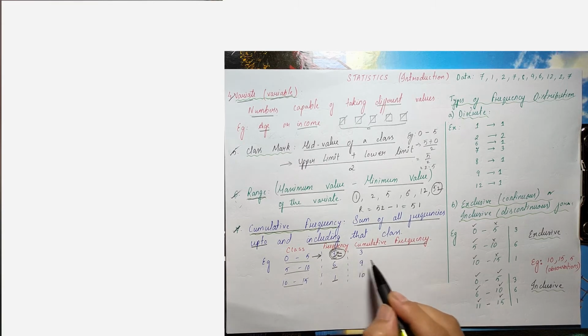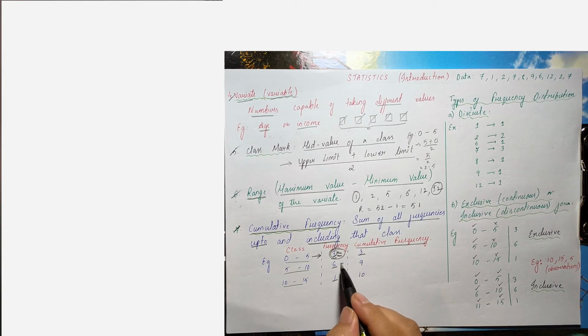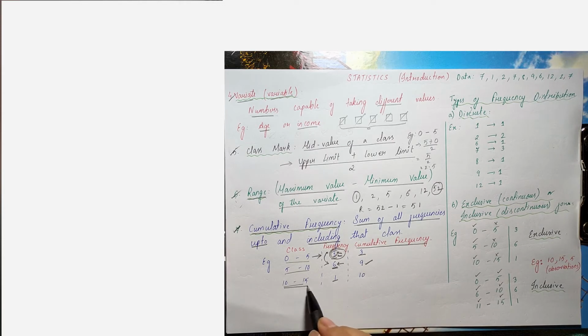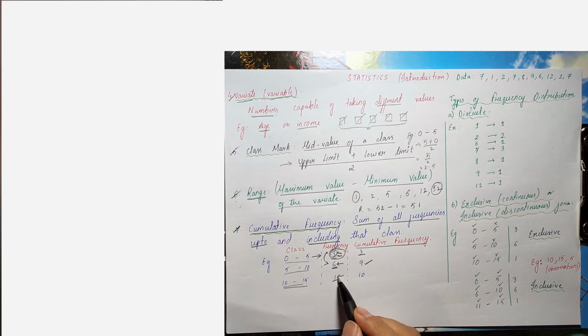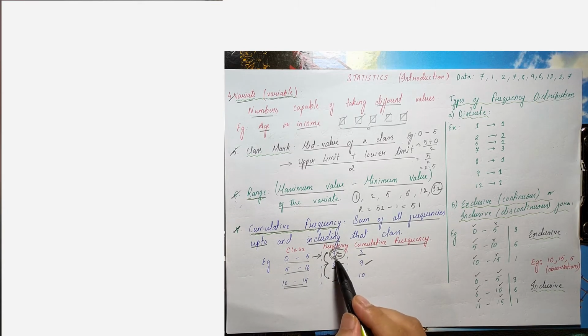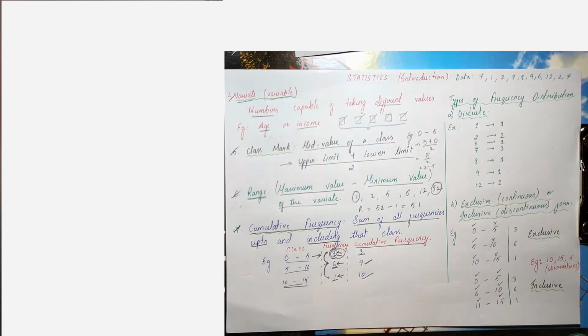So 3 plus nothing, that is 3. For this, it will be up to this class means 3 plus 6 till this class. So 3 plus 6 is 9. For this class, it will be up to this class, that means from here all the way to this class. So 3 plus 6 plus 1 is 10.